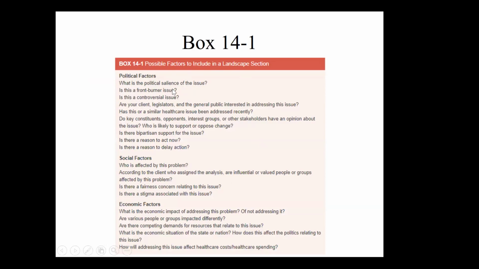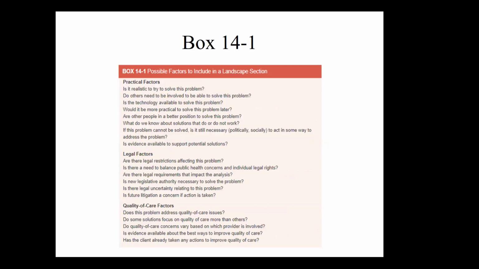Political: this is a front burner issue. Assuming that we have a little bit of stability with the COVID and so on, and that people can turn their attention to this, I think it will be a front burner issue in the election. Typically that begins to happen after Labor Day. So you may not see that yet, but I think it will be a front burner issue. So you have social, you have economic, you have practical, legal, and quality of care factors to consider in your landscape section.